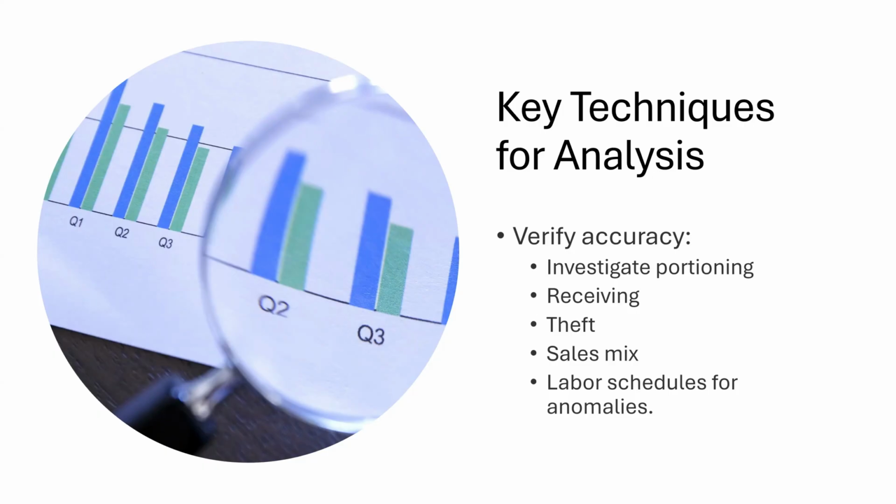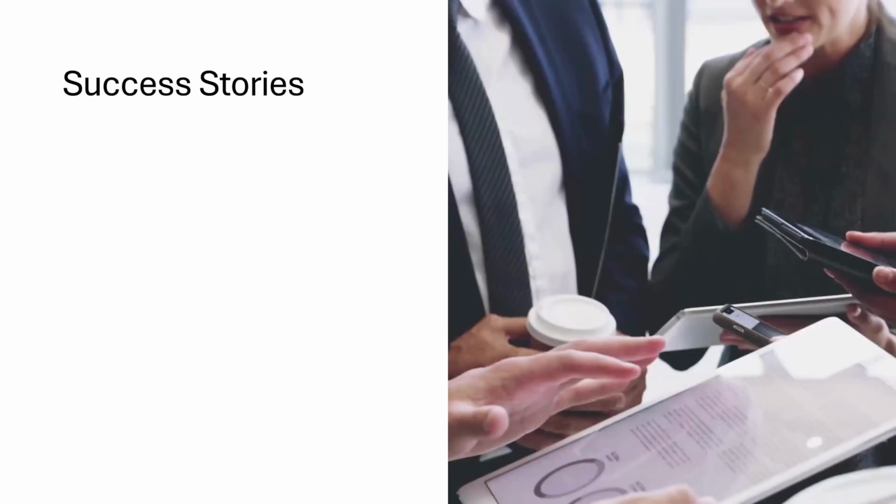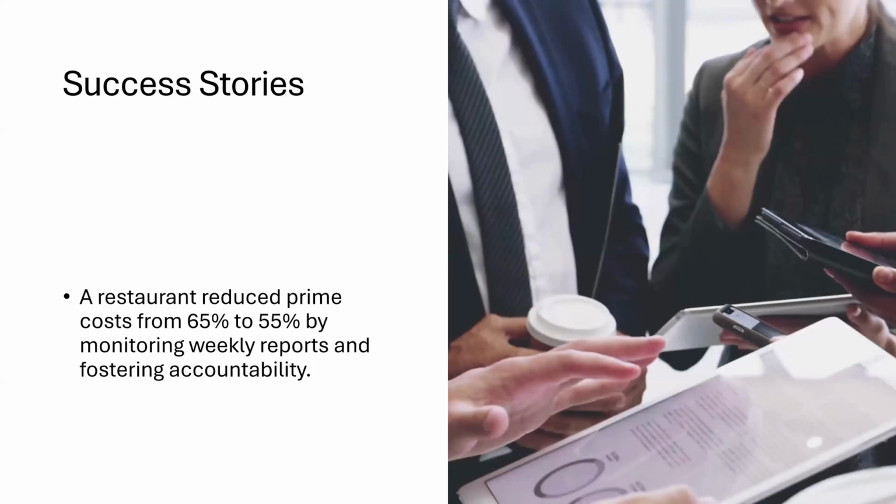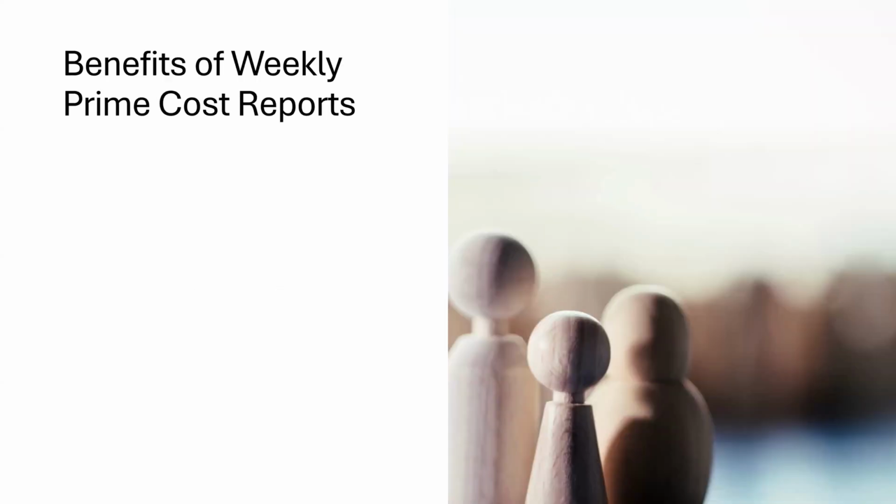And of course, being able to schedule your labor properly and avoiding anomalies, some things that could crop up that might be special circumstances. So again, many examples out there, but a restaurant reduced prime costs from 65 to 55 by just monitoring these weekly reports and fostering accountability. It was let go before, they got their arms around it, and now their prime costs are certainly more acceptable.